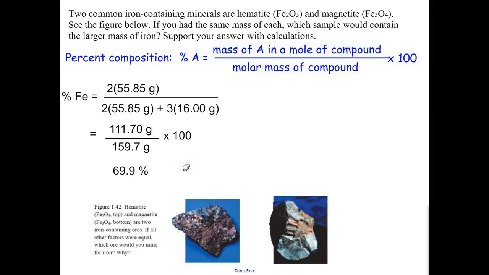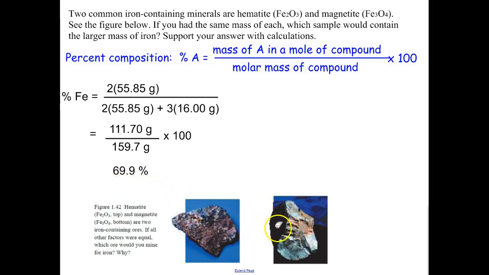You can see I've set up the problem for the percent iron in hematite. So let's walk through it. I have the molar mass of iron multiplied by 2, because there's 2 irons, over the molar mass of the entire compound. Simplify those, multiply it by 100 so that it looks like a percent, and we end up with just under 70% iron in hematite.